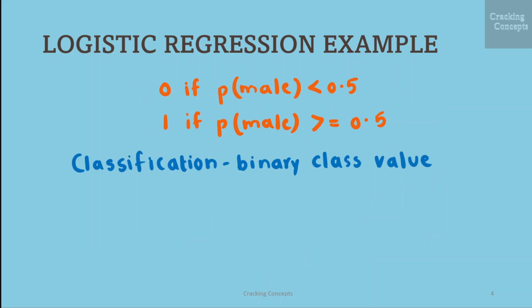In practice, we can use these probabilities directly. Because this is a classification and we need a correct answer, we can snap the probabilities to a binary class value. For example, 0 if the probability of male is less than 0.5 and 1 if probability of male is greater than or equal to 0.5.